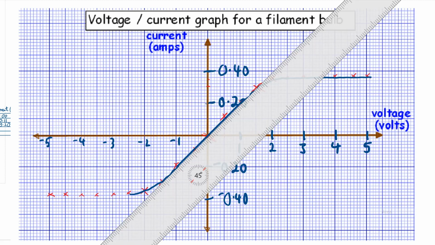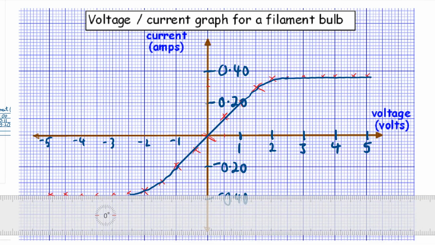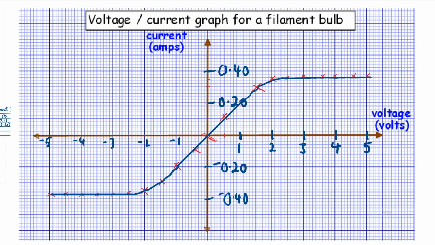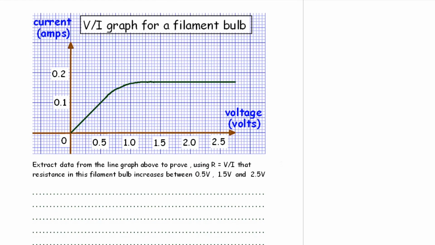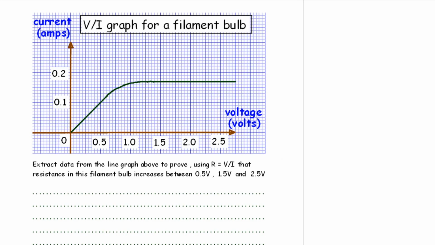So you can see after about 3.5 the size of the current doesn't increase, but the resistance is increasing because the temperature of the filament is increasing. Moving on then to top of page 37, applying that knowledge to a question.